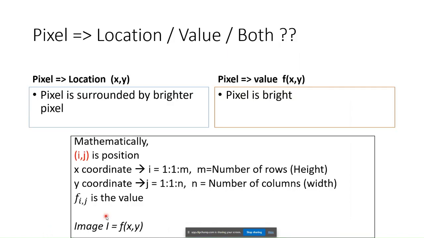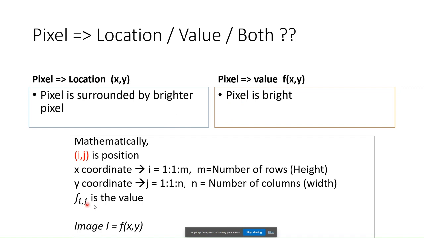However, it also varies based on certain context. When we say a pixel is surrounded by brighter pixels, we are referring to only the location x comma y. When we say, for example, the pixel is bright, then we are talking about the value. The color values are in the high range. That time we are talking only about the value rather than the value at some particular location. So it could mean both. That is the generic answer. However, based on the context, it could mean only one thing.